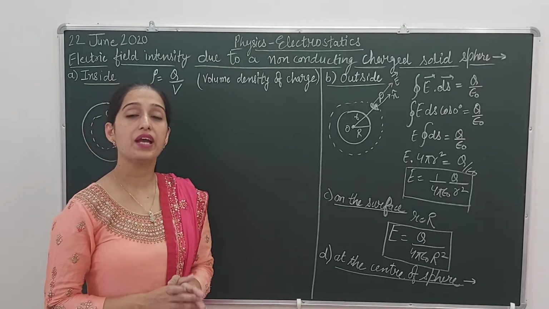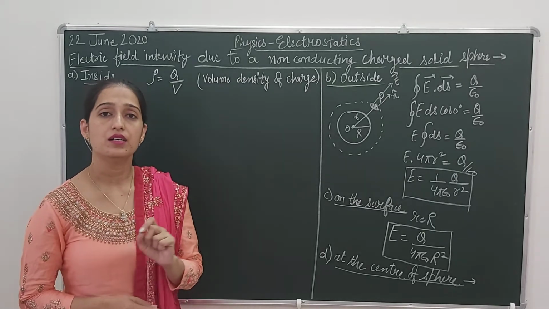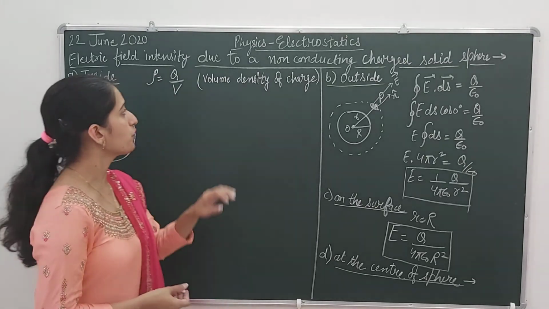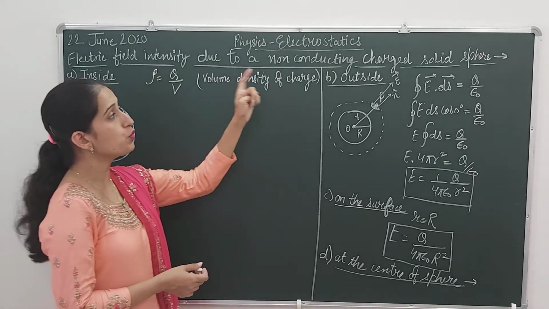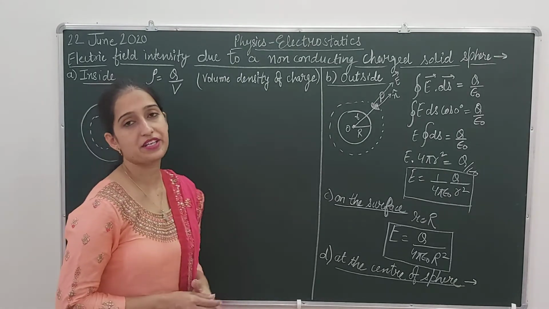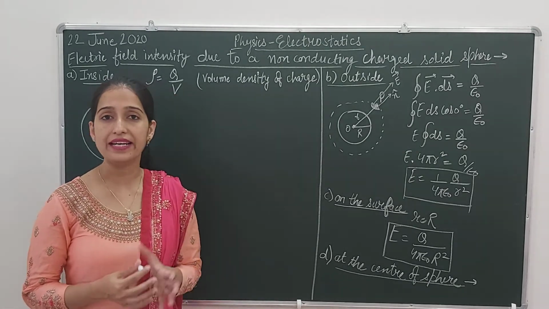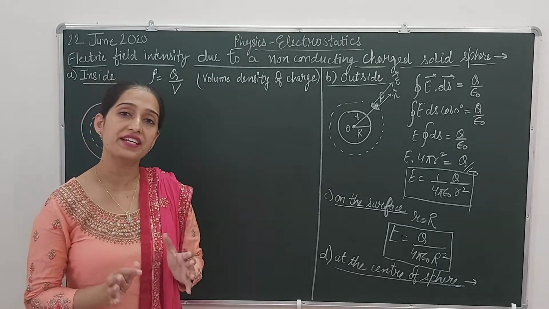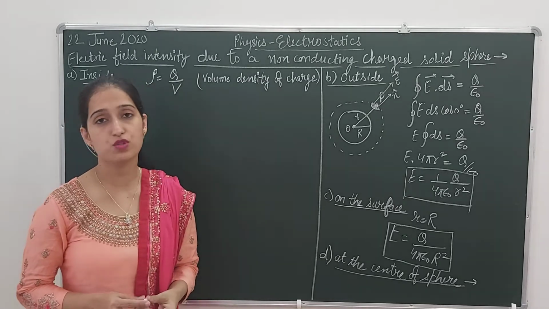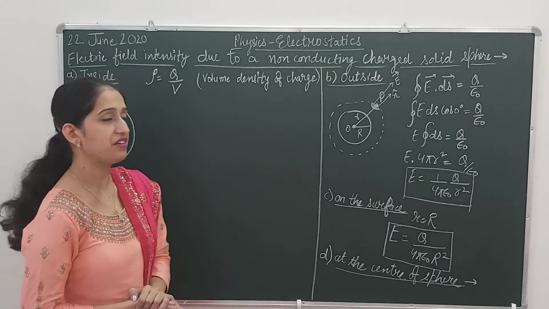In our last class we discussed the electric field intensity due to a uniformly charged spherical shell. And today we are going to find the electric field intensity due to a non-conducting charged solid sphere. It is the second application of Gauss law. With the help of Gauss law we are finding the electric field intensity due to various shapes, which is very complicated to find with the help of the superposition principle. So Gauss law is very helpful to find these electric field intensities.